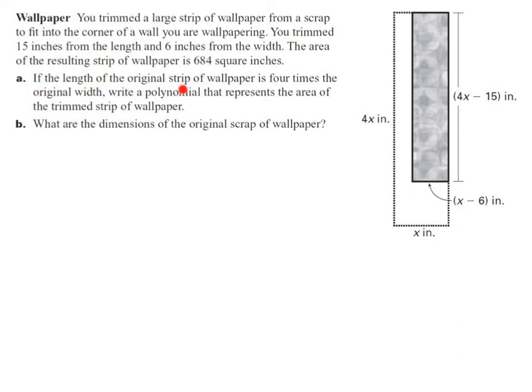If the length of the original strip of wallpaper is 4 times the original width, so if the original wallpaper is this sort of ghost outline of the cut strip, then the width is x and the length is 4 times that, 4x. Write a polynomial that represents the area of the trimmed strip of wallpaper. That's part A. Part B is: what are the dimensions of the original scrap of wallpaper?